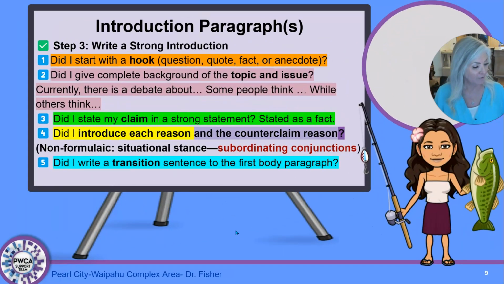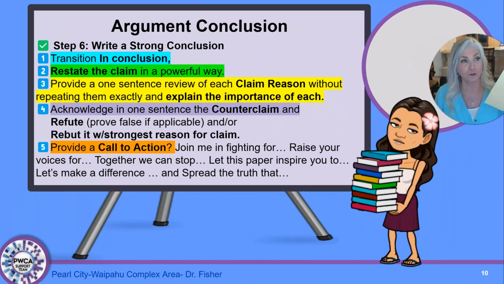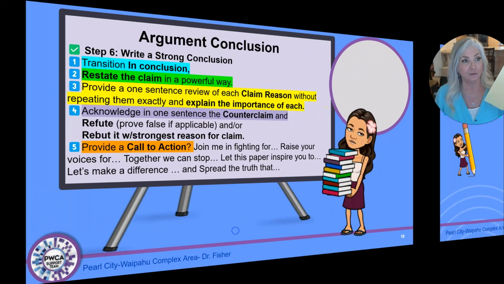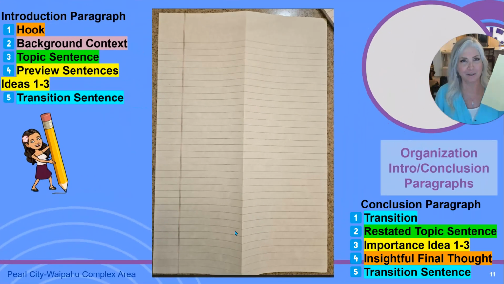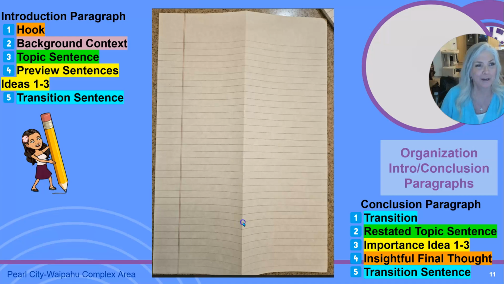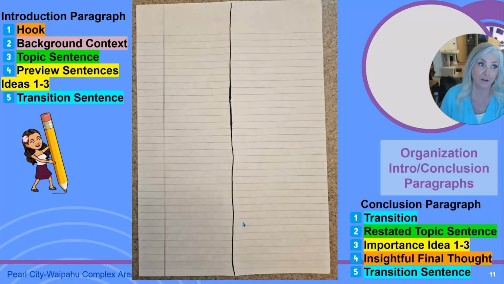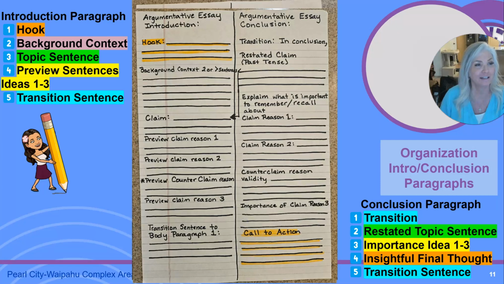All right. And now for our introduction and our conclusion. So I'm going to show you that by showing you the piece of paper because that's going to make it easier because I worked this out for you. So you fold the paper in half and then you draw a line down it, and now on one side it's going to be your introduction, on the other side it's going to be the conclusion. And then if you just write in the elements that you have to have, you know that you have to have a hook. You have to have background context.